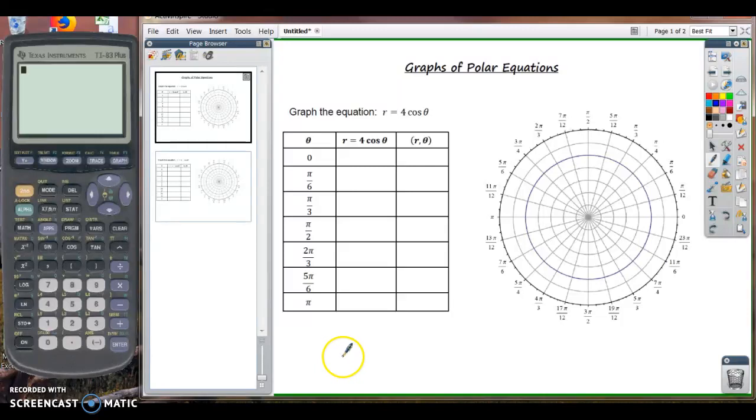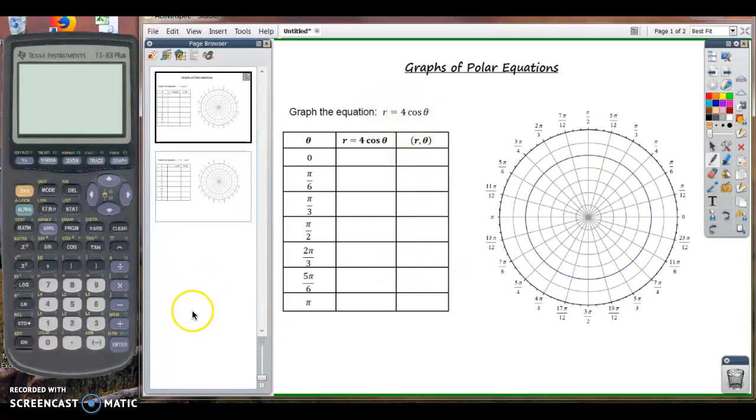Hi everyone, this is a quick video on how to graph polar equations using your graphing calculator and a table. I'm going to show you some quick ways to get the information you need so that you can sketch a graph of two different types of polar equations. So let's get started. We're going to start with this first one, r equals 4 cosine theta.